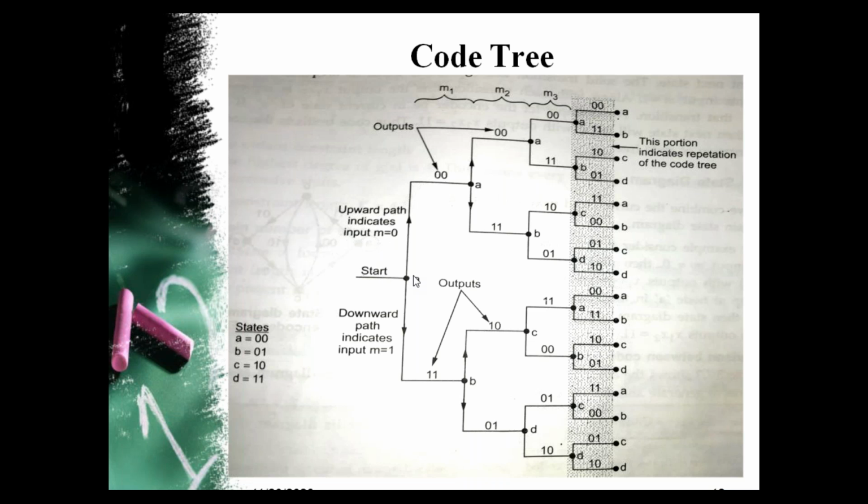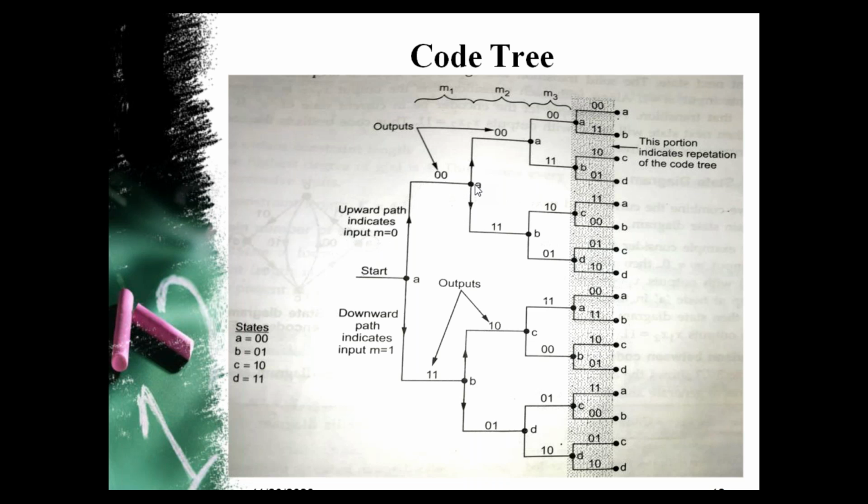Then, starting from state A, definitely the status of M2 M1 will be 0 0 initially, and the upward path indicates input bit is 0, and the next state will be A. And the output bits are 0 0. Then if the input bit is 1, we will have to draw the code tree like this, a downward arrow, which represents m equal to 1, and the output bits are 1 1, and the next state is B.